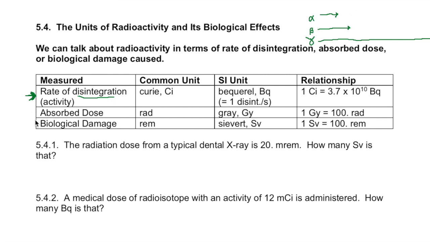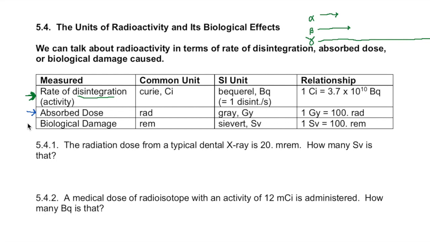The next 2 units relate the amount of activity to its effect on biological systems like people. The absorbed dose is really a measure of the amount of energy that's being absorbed by biological tissues. That unit is rad, which stands for radiation absorbed dose. Another unit that you could measure absorbed dose in is called a gray. The relationship between those is that a gray is equal to 100 rad.